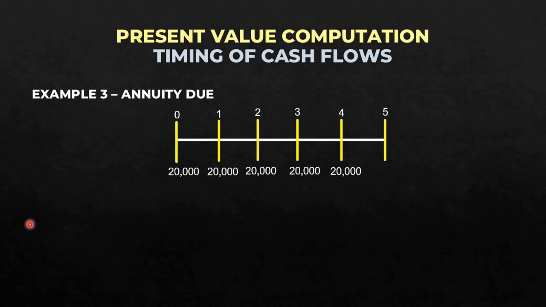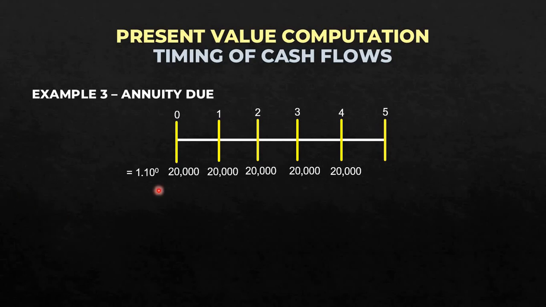Pero pwede pa rin natin gamitin yung formula na ginamit natin doon sa example number 1, which is yung 1 plus i raised to negative n. So, yun muna ang gamitin natin. So, unahin natin dito sa unang 20,000 pesos. So, ang formula natin dito gamit yung 1 plus i raised to negative n is 1.10 raised to 0. Bakit 1.10? Siyempre, alam nyo na kung bakit, kasi ang ating annual interest is 10%. Pero yung ating exponent this time is 0.